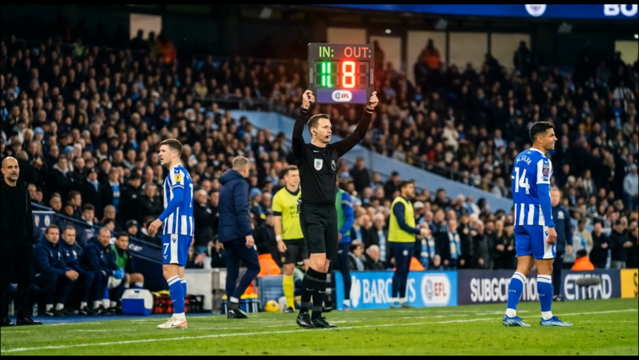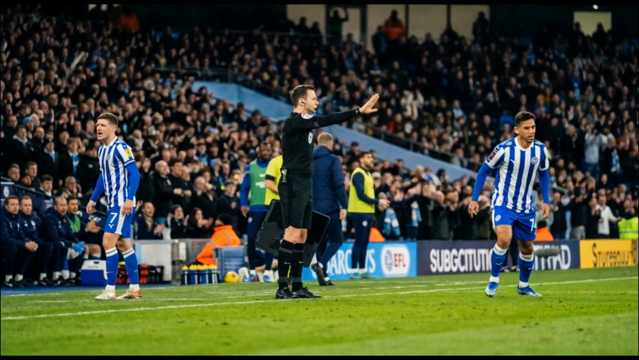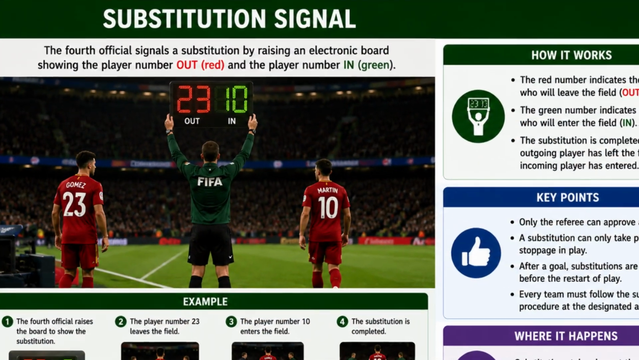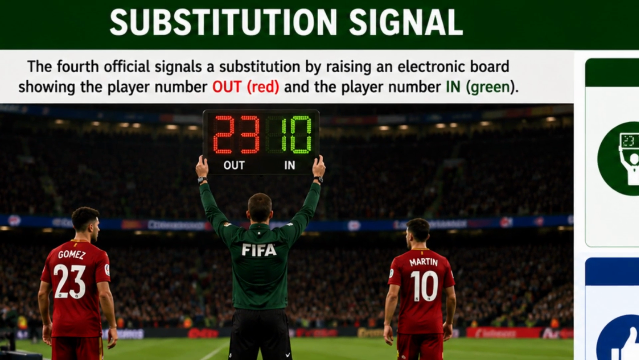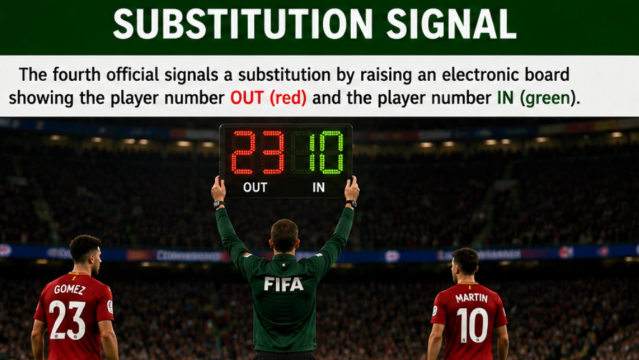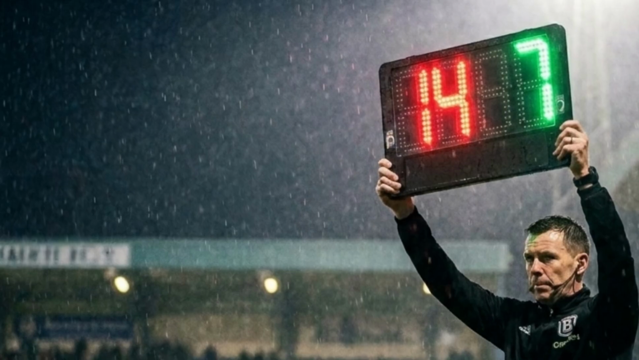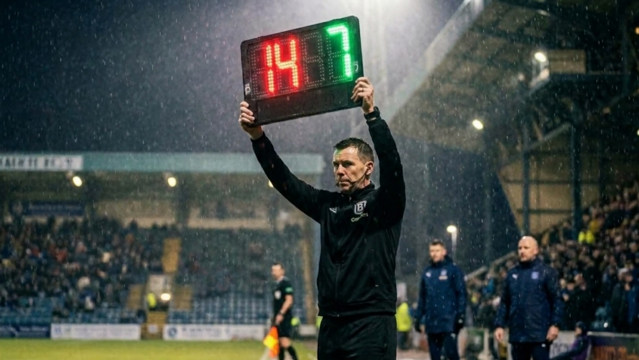Substitution. When a team makes a change, the fourth official on the sideline typically holds up an electronic board showing the numbers of the player coming off and the player coming on. The referee then gestures toward the touchline to pause play and allow the substitution to be completed. The signal itself varies slightly between referees, but the intent is always to acknowledge the change and ensure it is carried out properly before restarting the game.